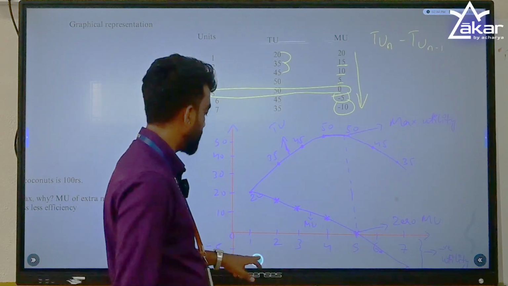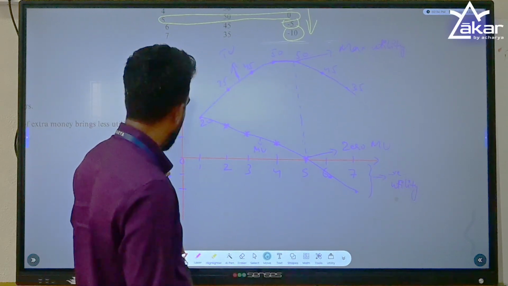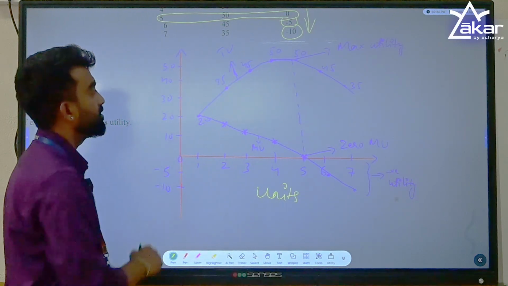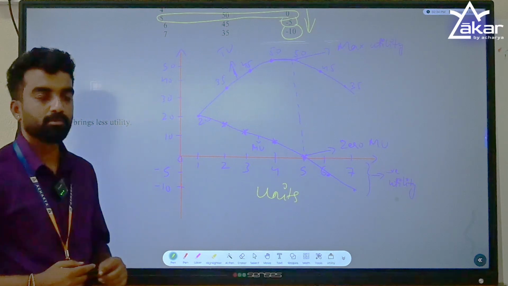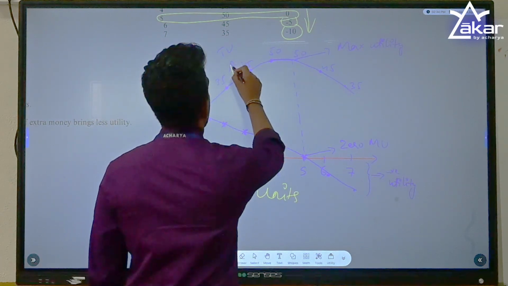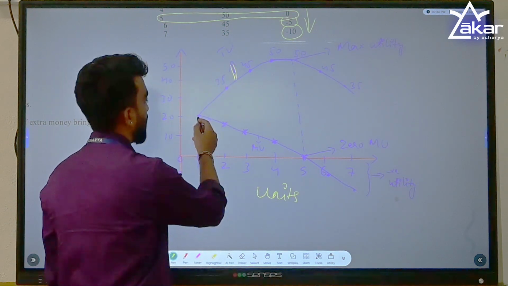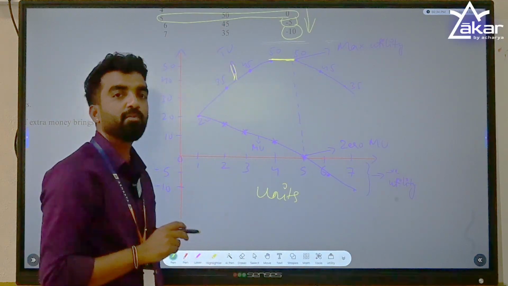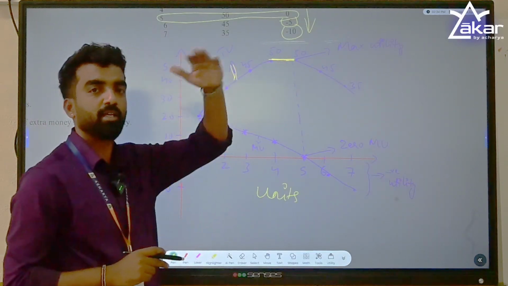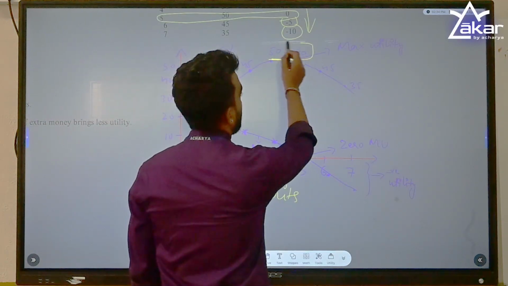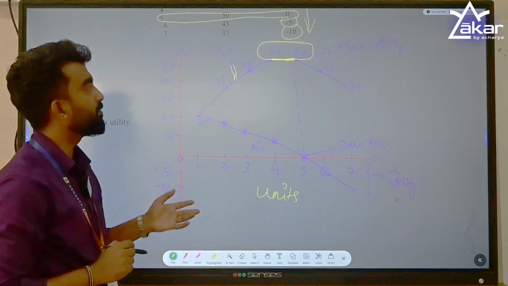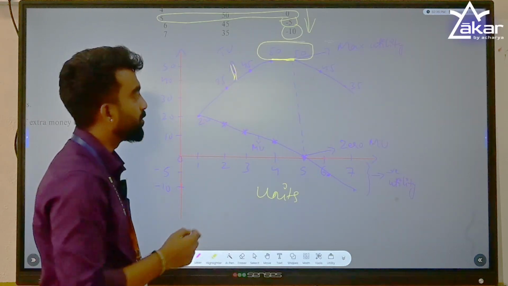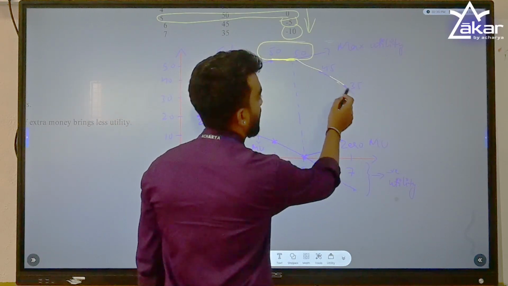So if we plot this on a graph, this is how it looks. Here are the units consumed. Here is utility. This is total utility, we'll plot this. First you will get 20 utility, then 35, 45, 50. Here it has reached the point of saturation. This is the highest point, the highest utils or highest satisfaction a consumer derived from the consumption of ice cream. After that, what happened? The satisfaction you derived starts decreasing.